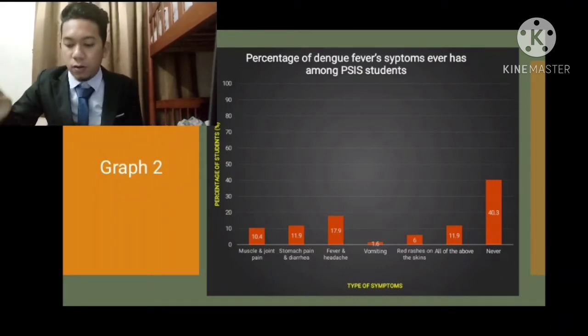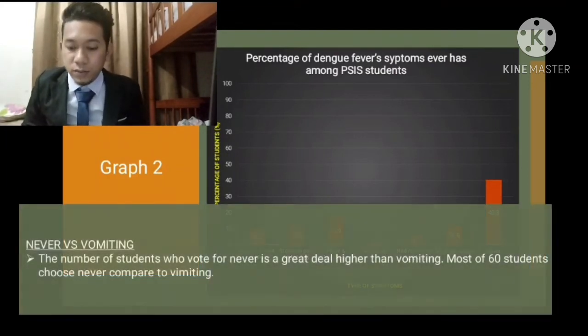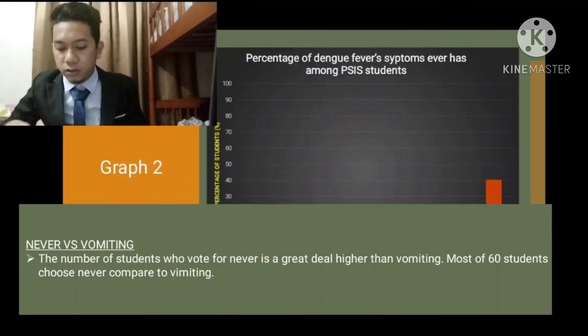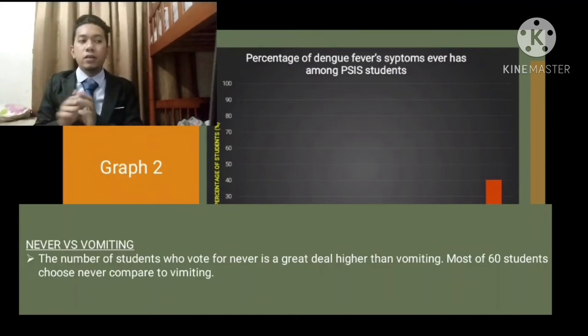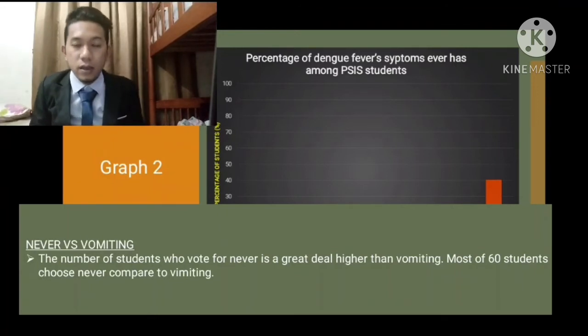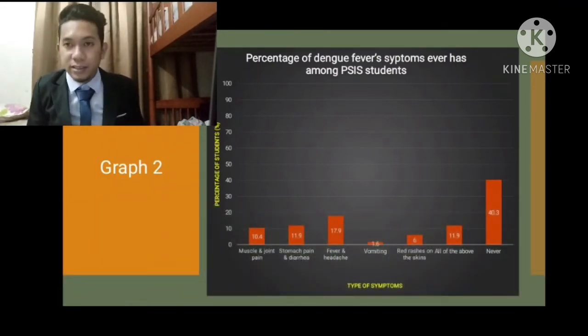Next I will compare the voting of never and vomiting among the Psis students. As shown from this bar graph, the number of students who vote for never is a great deal higher than vomiting. Most of the 16 students choose never compared to vomiting.